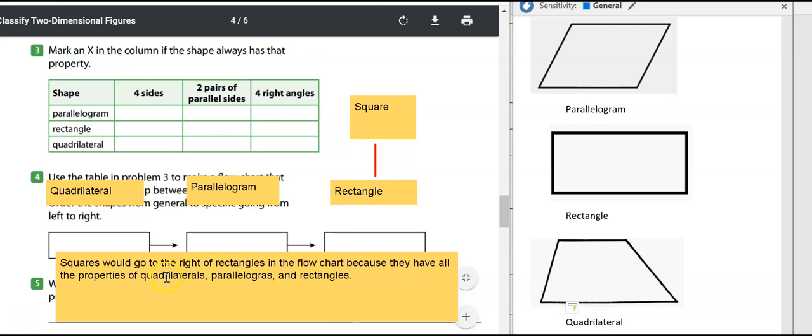So our answer should state squares would go to the right of rectangles in the flow chart because they have all the properties of quadrilaterals, parallelograms, and rectangles. Make sure you have that written in your packet. Now let's move on to the last question.